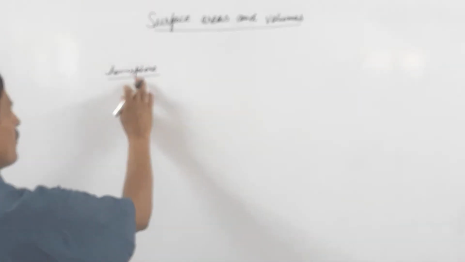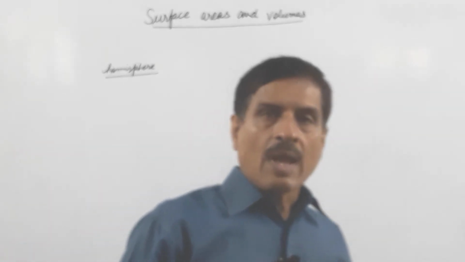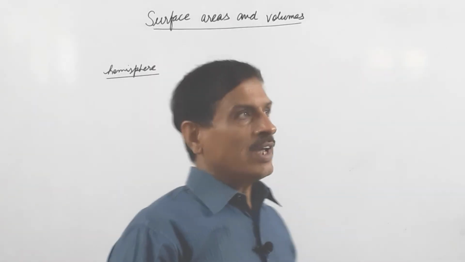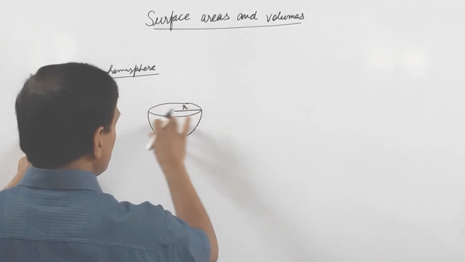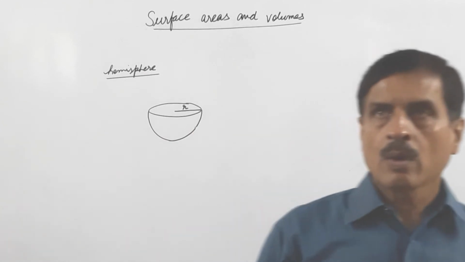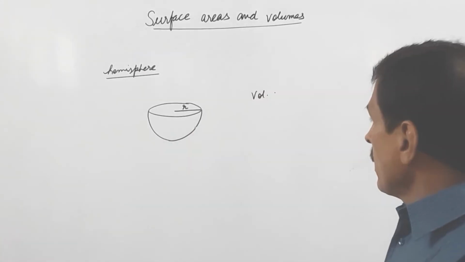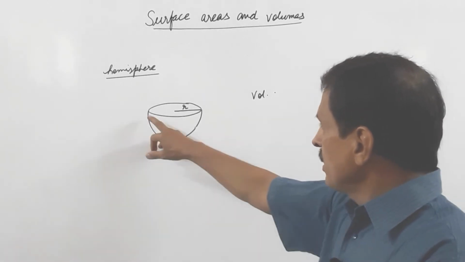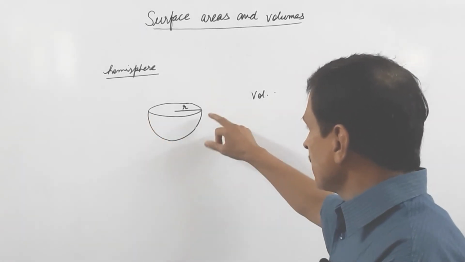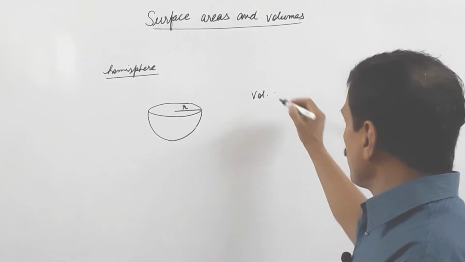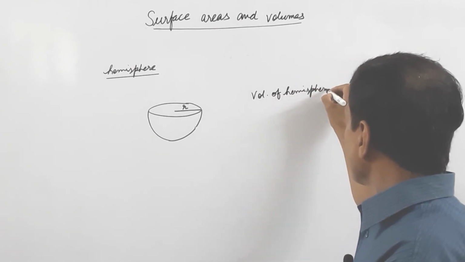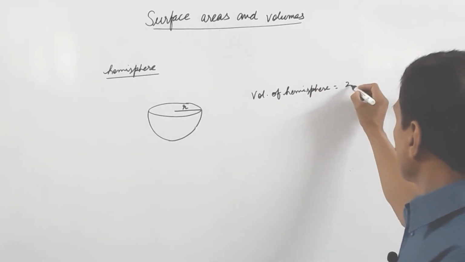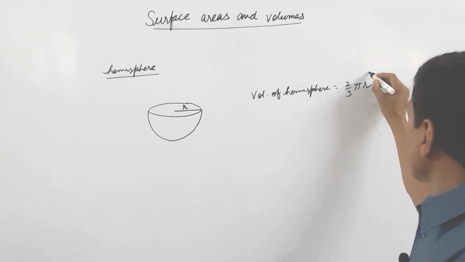The next one is hemisphere. Hemisphere is half of a sphere. It is having one curved surface and one plane surface. So volume of hemisphere is equal to 2 by 3 pi r cube.